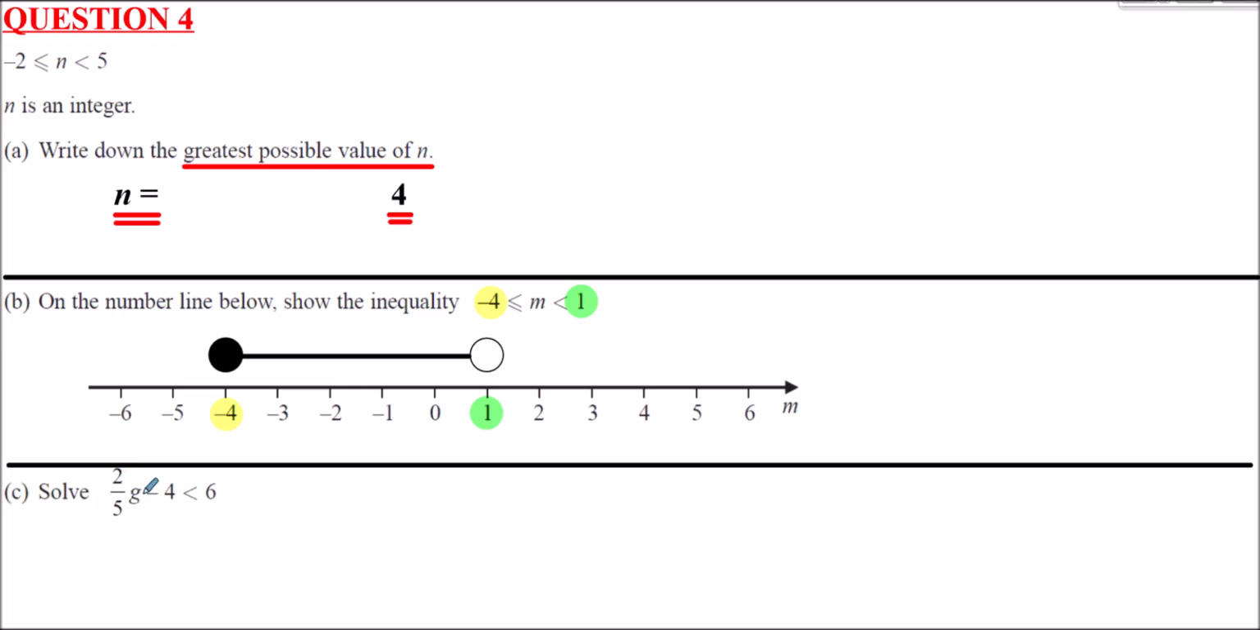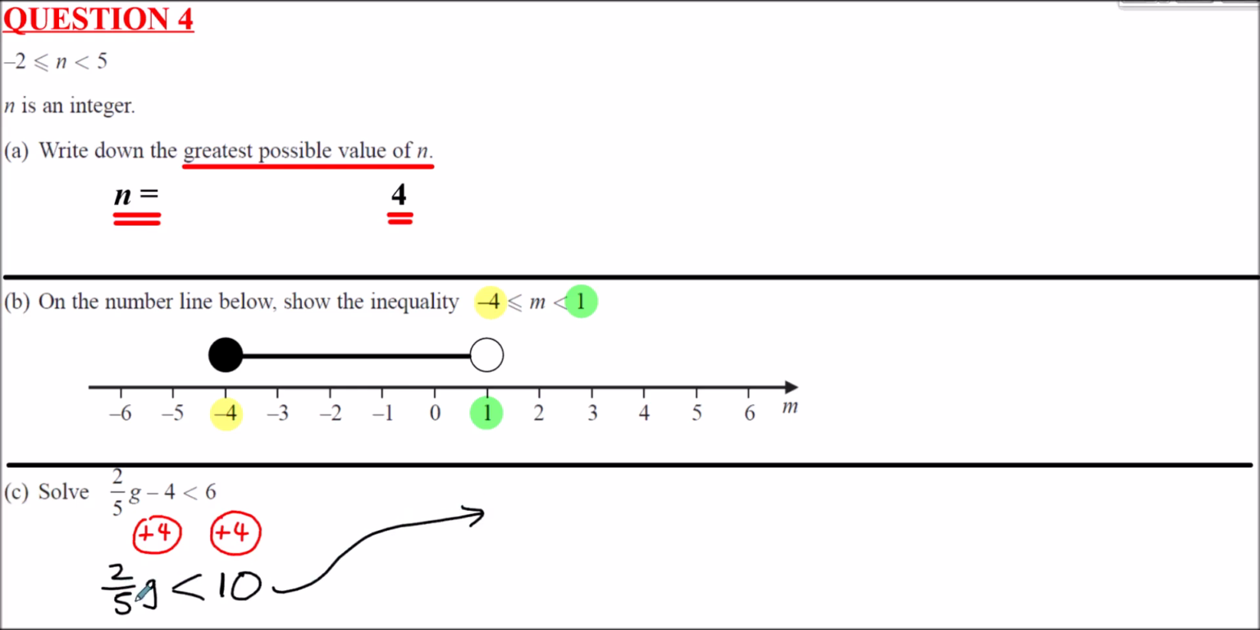Part C is an inequality to solve. Solve 2/5 g minus 4 is less than 6. We solve this in exactly the same way as you would do any equation. So I want to isolate g, get it on its own. So first of all, I'm going to add 4 to both sides. That will then give me 2/5 of g is less than 6 plus 4, which is 10.